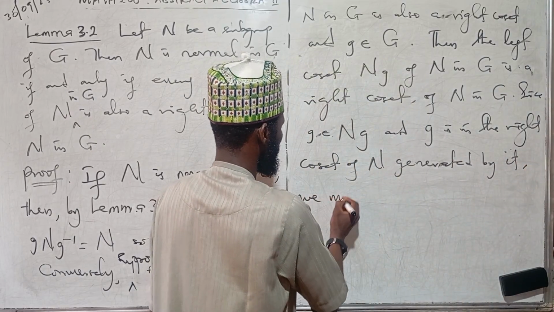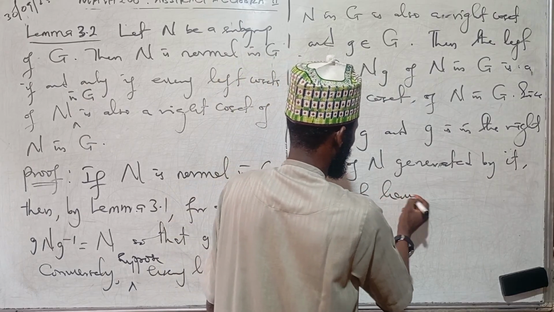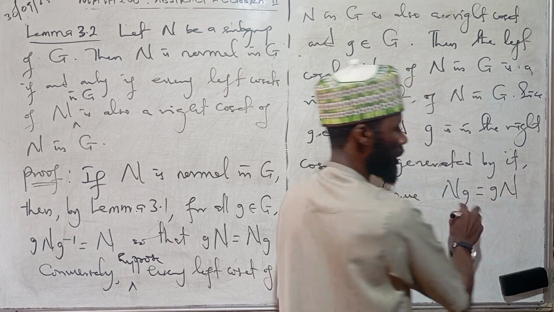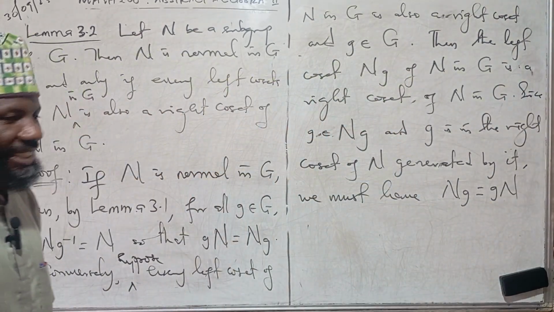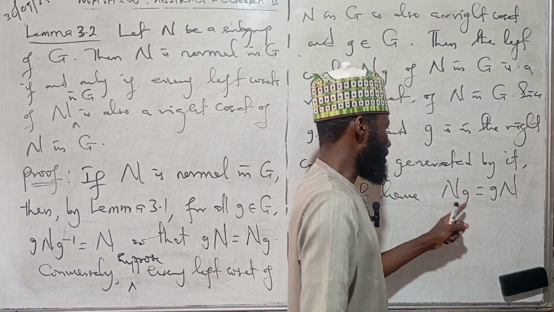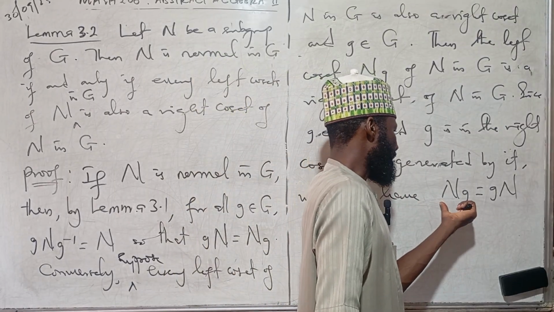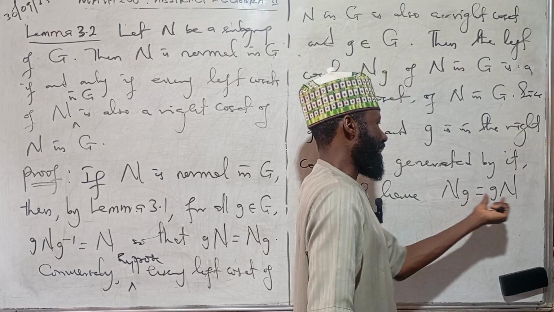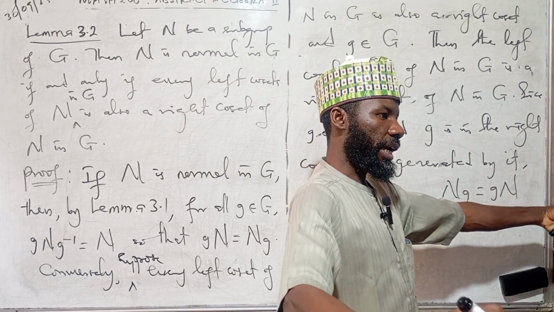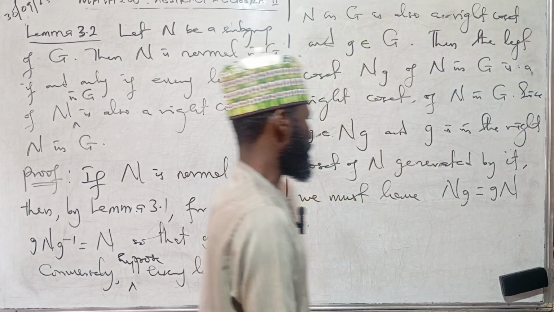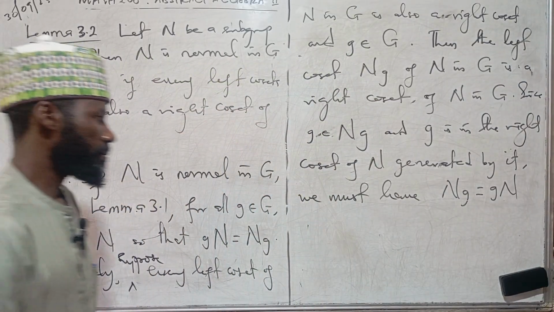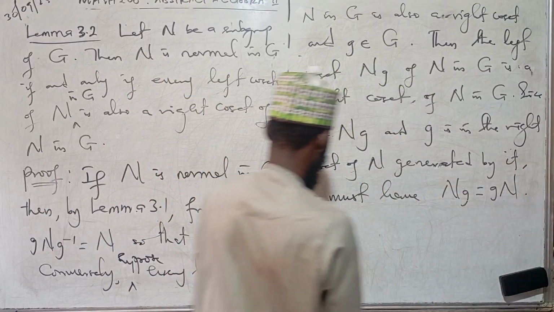So we must have this NG to still be the right coset generated by G. Yeah, because if you take it that this NG is a different right coset apart from this one, then you are saying G belongs to two different right cosets, but that is not possible because the right cosets are a partitioning of the group.